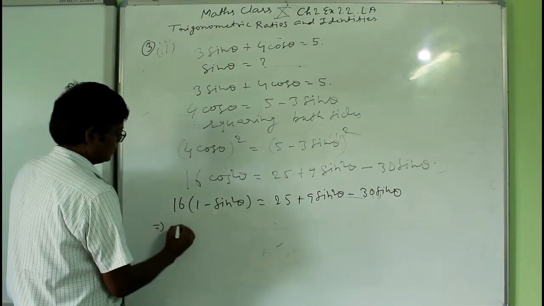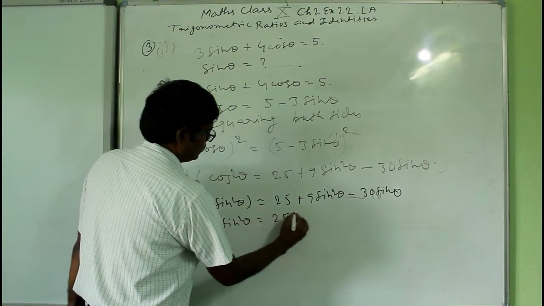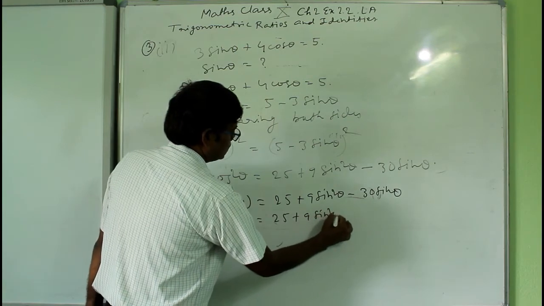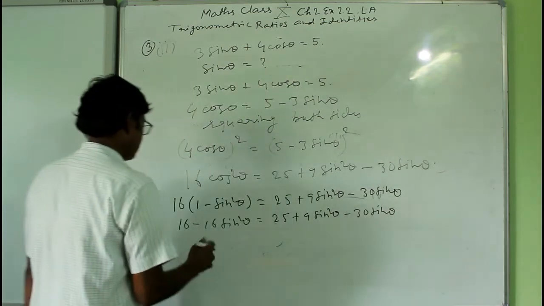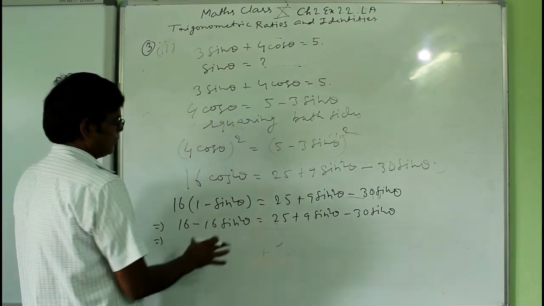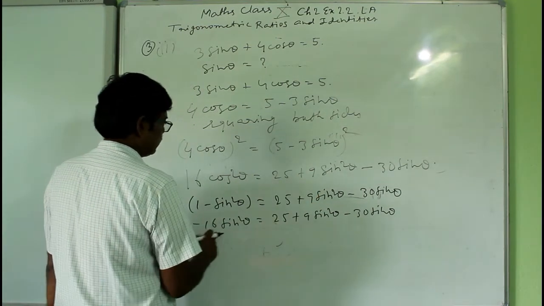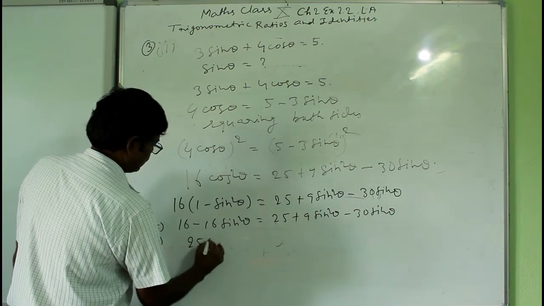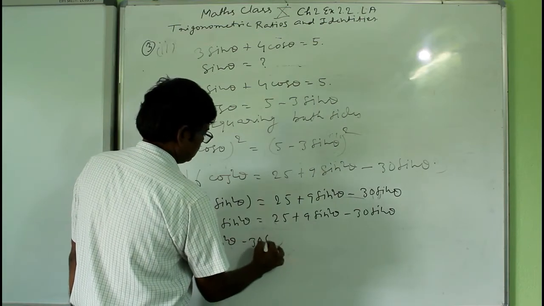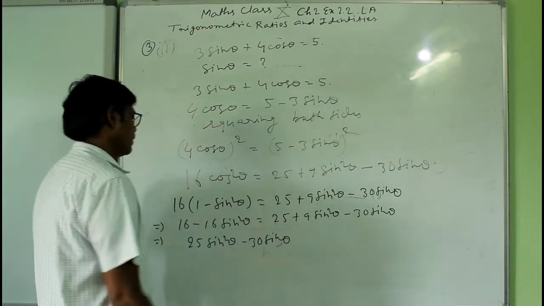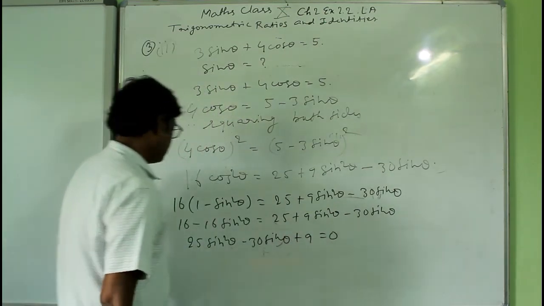Then this implies 16 minus 16 sin square theta equal to 25 plus 9 sin square theta minus 30 sin theta. Now take this to that side and this to that side also. So you will have, see here that 16 plus 9 will be 25. So write here 25 sin square theta and minus 30 sin theta, and 25 minus 16 will be 9. So this is the expression.